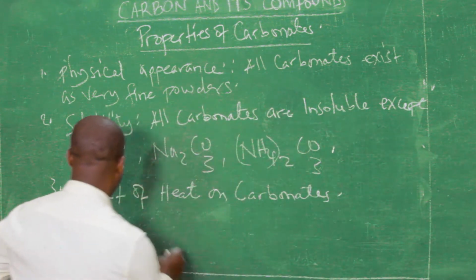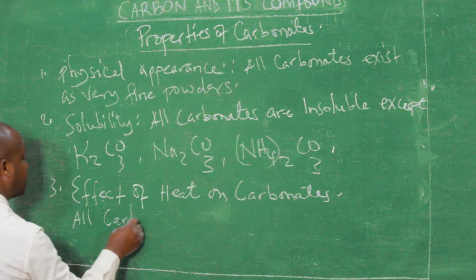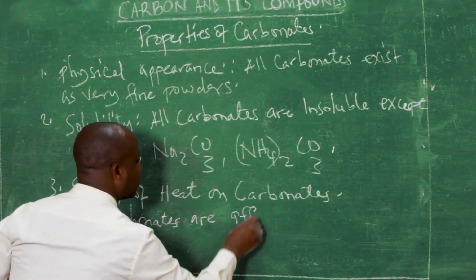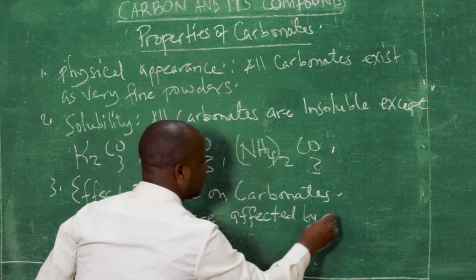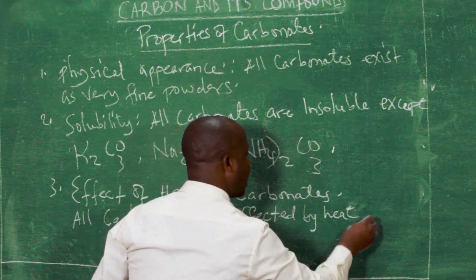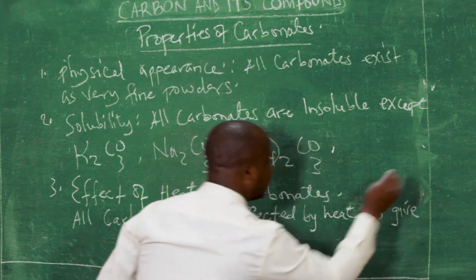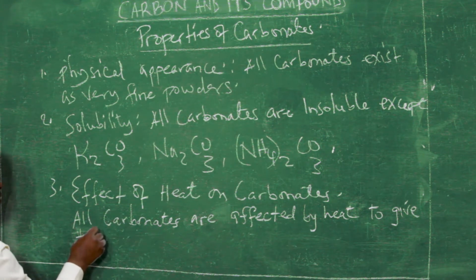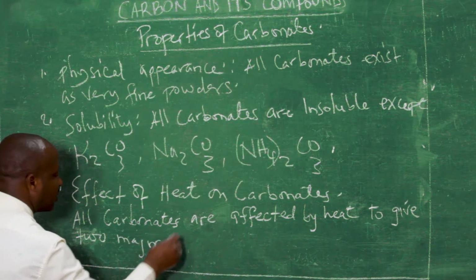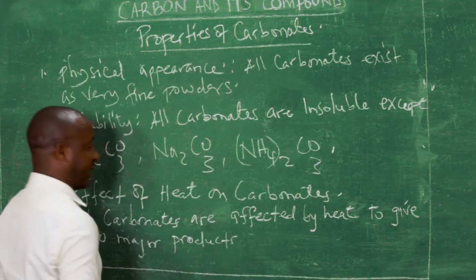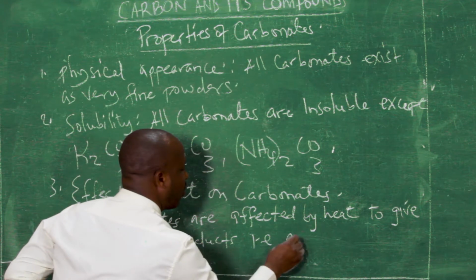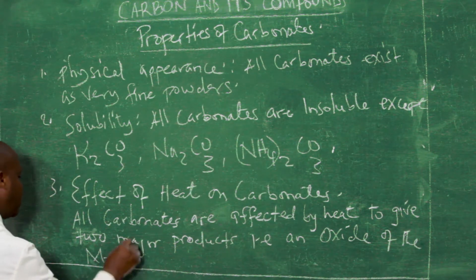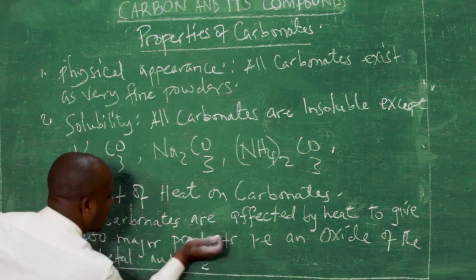Let's note this down. All carbonates are affected by heat to give 2 major products, i.e. an oxide of the metal and carbon dioxide gas.